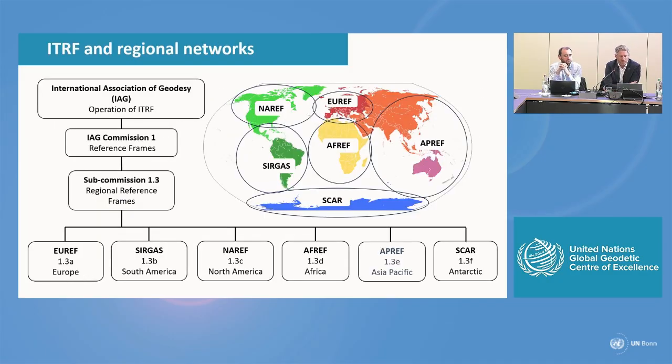For those of you who aren't familiar, this is a bit of a breakdown of how those regional reference frames are dealt with within the International Association of Geodesy. There's Commission 1 and the sub-commissions underneath that. For Europe, South America, North America, we have Africa in name. We're still working to get it in function as well. Asia Pacific and the Antarctic, and as you can see, there's not one separate there for the Arab states, and Zahir's been doing a great job looking at how to best try and integrate those countries into these regional reference frames discussions.